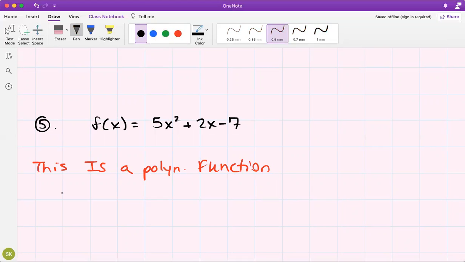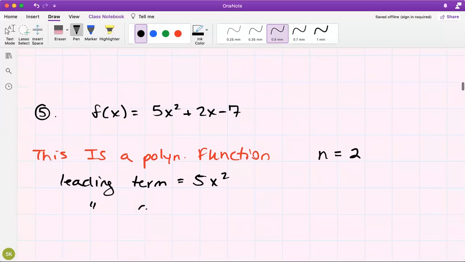The leading term is 5x squared. The degree is 2. The leading coefficient is 5. And then the constant term is -7.